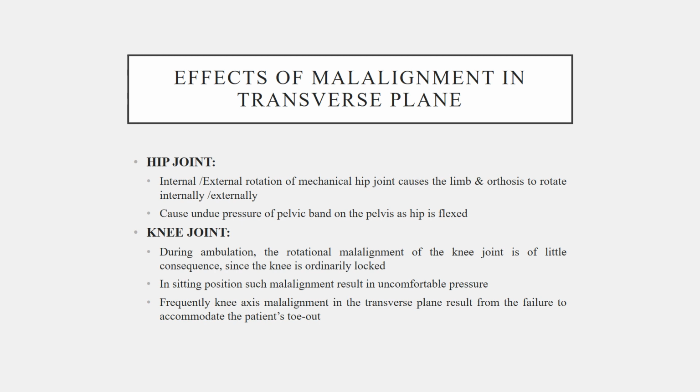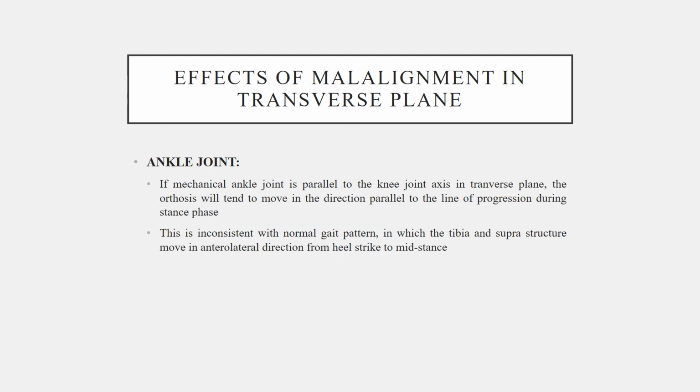During ambulation, the rotational malalignment of the knee joint is of little consequence, since the knee is ordinarily locked during ambulation. In sitting position, such malalignment results in uncomfortable pressure. Frequently, knee joint axis malalignment in transverse plane results from the failure to accommodate the patient's toe out. Ankle joint. If the mechanical ankle joint is parallel to the knee joint axis in transverse plane, the orthosis will tend to move in the direction parallel to the line of progression during transverse.